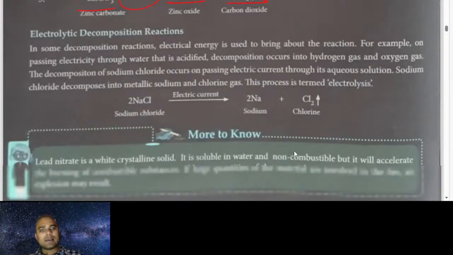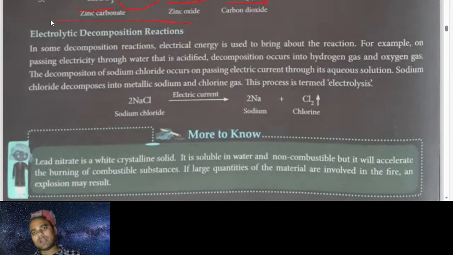Next one is electrolytic decomposition, student. We have to understand what we mean by electrolytic decomposition. When you talk about electrolytic decomposition, friend, electricity is required. In the case of electrolytic decomposition, electricity is required. So it is called an electrolytic decomposition reaction, student, right?